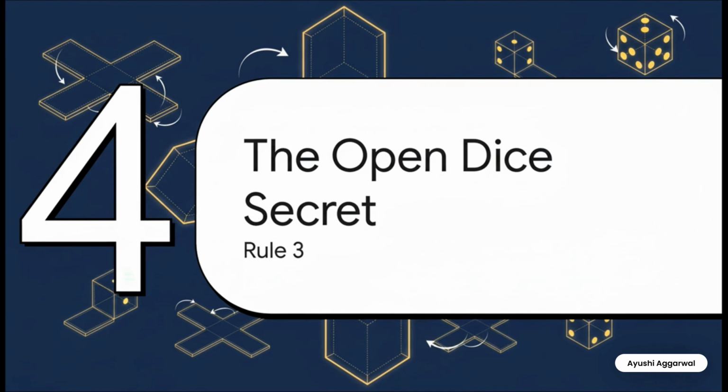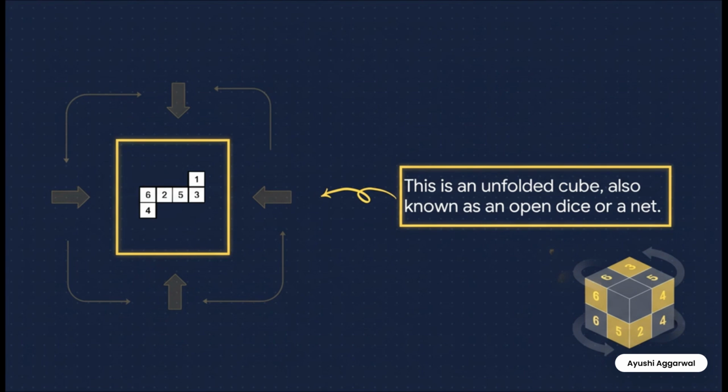So far, we've only tackled questions with closed dice. Let's move on to our final section, where we'll solve a totally different kind of problem. The open dice, which is also called a net. It looks different, but trust me, it's the easiest one to solve. What you're seeing on the screen right now is an open dice. Just imagine taking a cardboard box, cutting it open, and laying it flat on the ground.